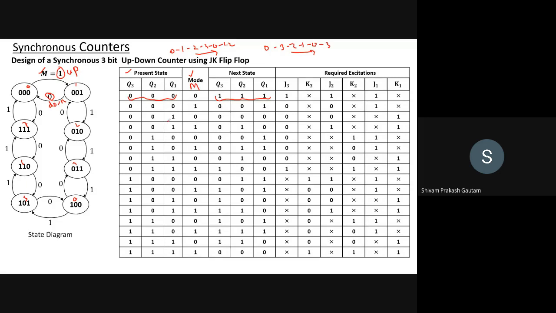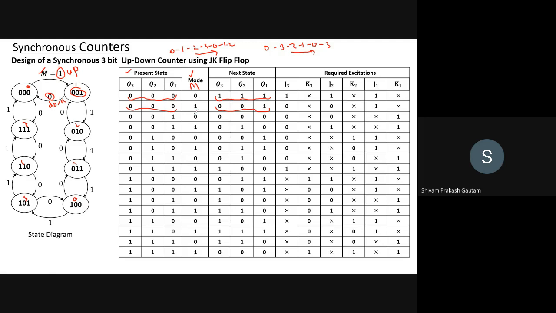Now consider when m will be equal to 1 for the same past state, that is 0, 0, 0. When m will be equal to 1, what will be the next state? Next state is 0, 0, 1. So you can see 0, 0, 1, right? This is for the second case. Now for the same past state, we are having two future states or two next states depending on the value of m.